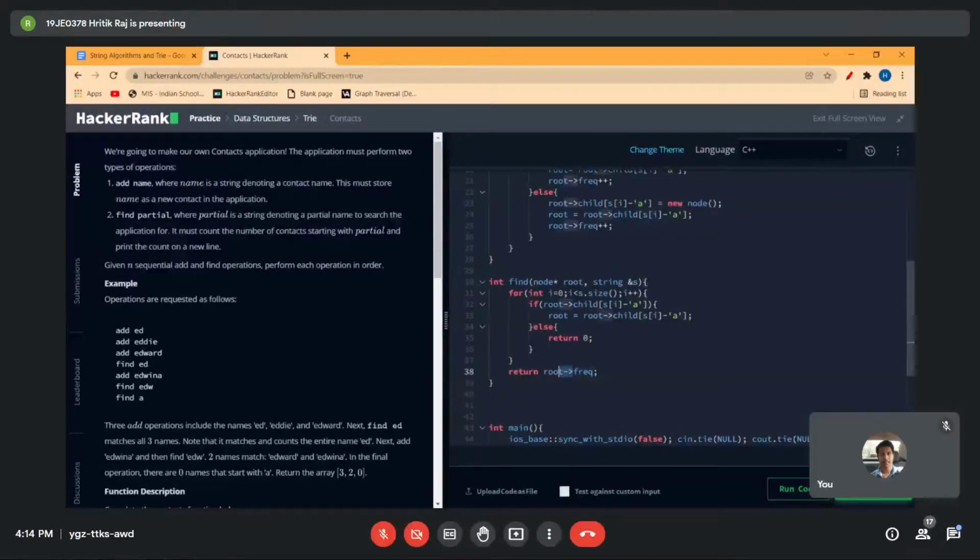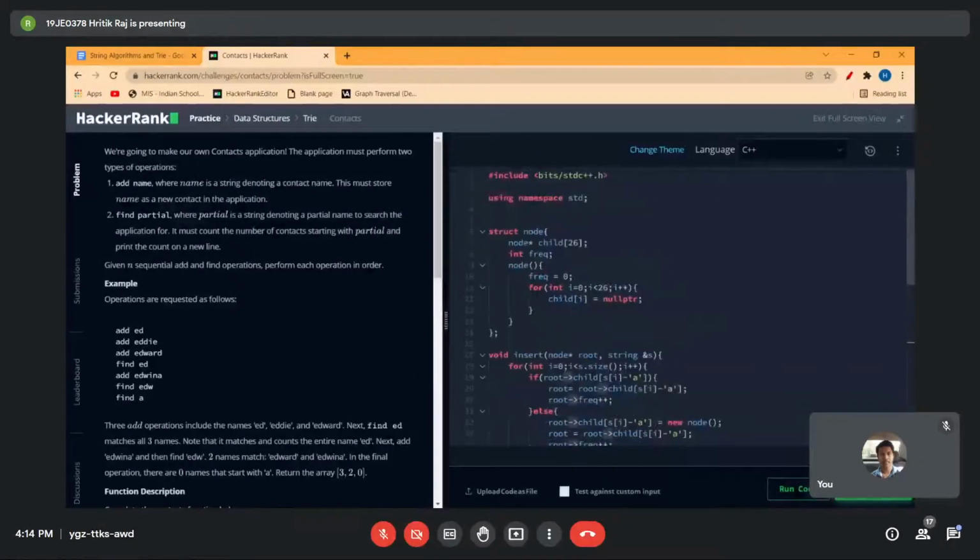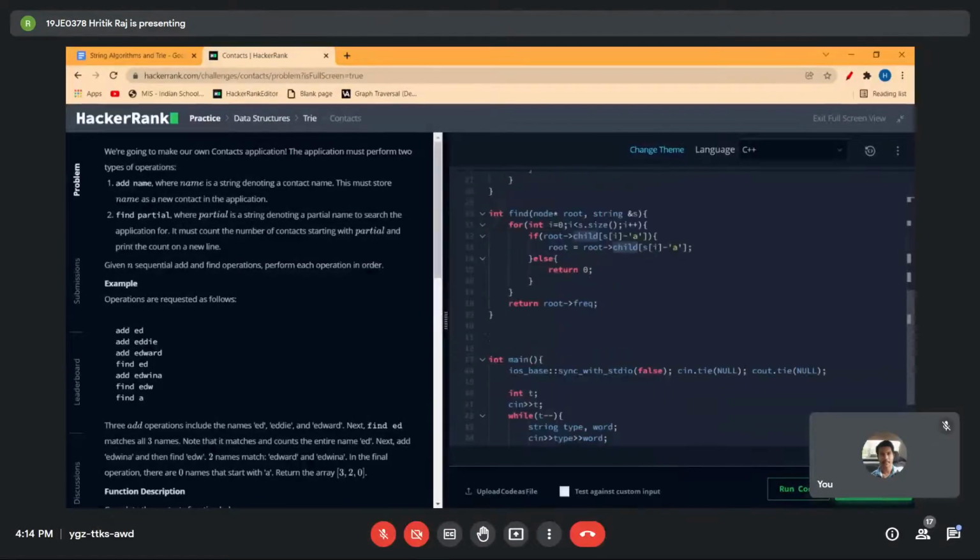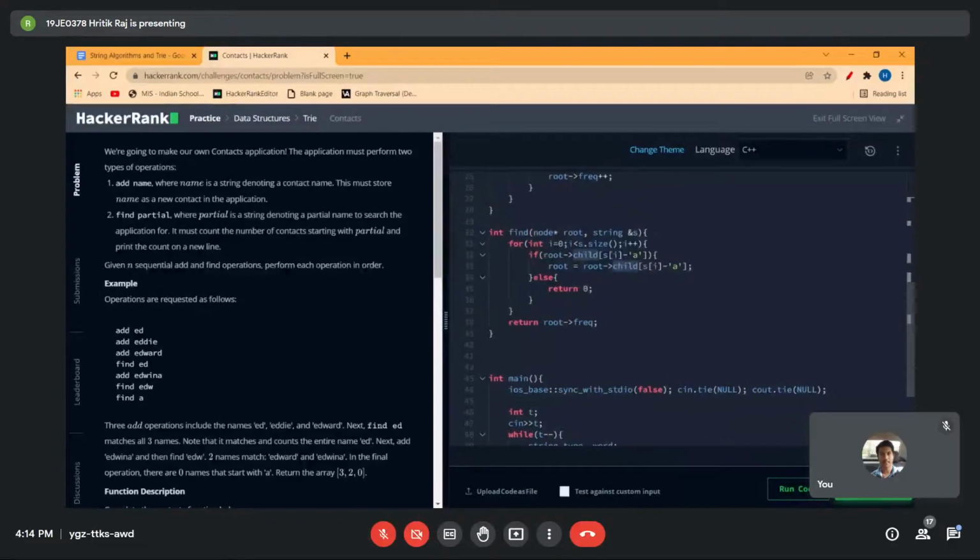One more thing I didn't talk about is this arrow operator. If you do not know pointers, this is simply for dereferencing any member of a data structure. Frequency is a member of the node structure. Child is a member of the node structure. So whenever you need to find the value of it, you use this arrow operator.